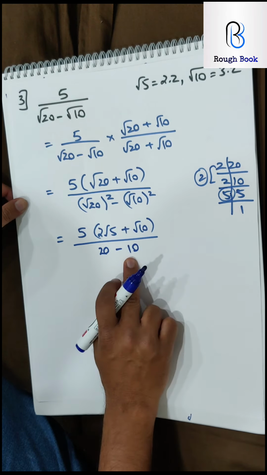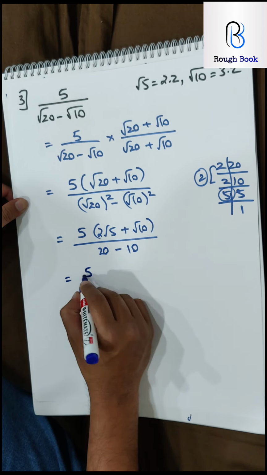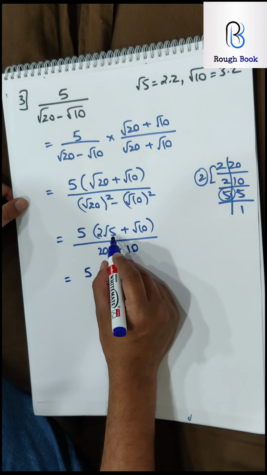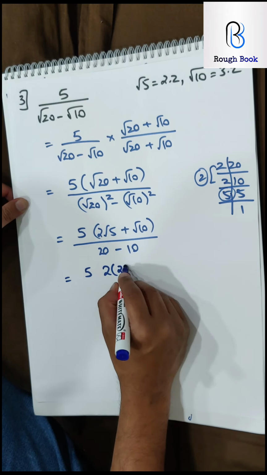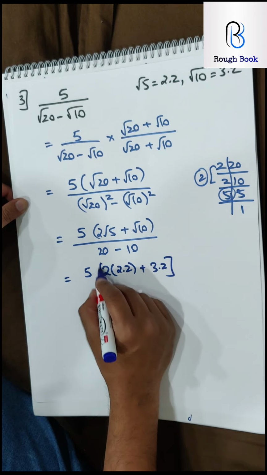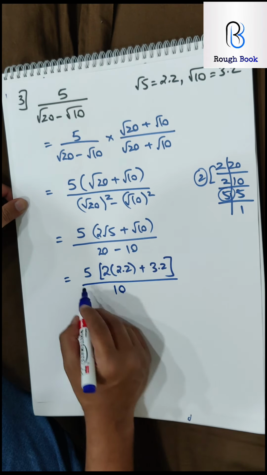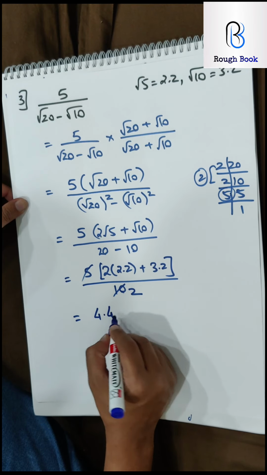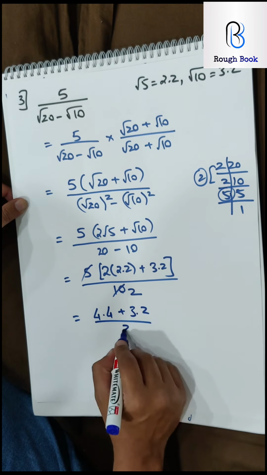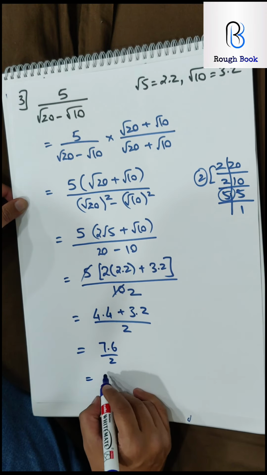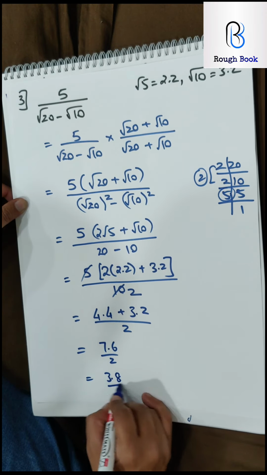So root has been taken care of in the denominator at least. 5 upon 2 root 5. So now I am substituting the value of root 5 as 2.2 and root 10 as 3.2, divided by 10. 5 1s are, 5 2s are, can be cancelled. So 4.4, 3.2 by 2, adding it 7.6 by 2. So my final answer should be 3.8.